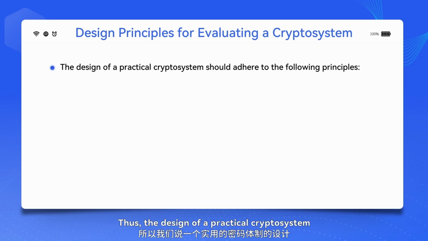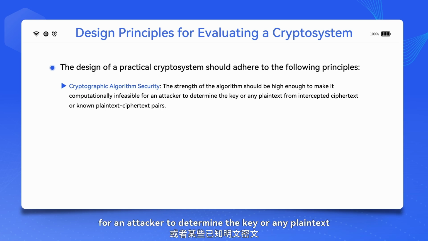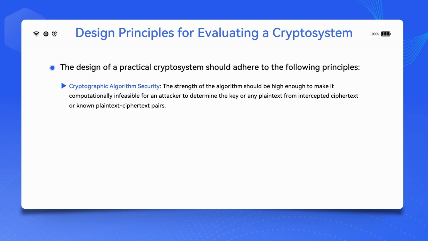Thus, the design of a practical cryptosystem should adhere to the following principles. 1. Cryptographic algorithm security. The strength of the algorithm should be high enough to make it computationally infeasible for an attacker to determine the key or any plaintext from intercepted ciphertext or known plaintext-ciphertext pairs. The term computationally infeasible means that it is practically impossible in reality. For example, if it requires the use of 10 million computers and takes 100 years to compute, then it is not feasible in the current real-world context.